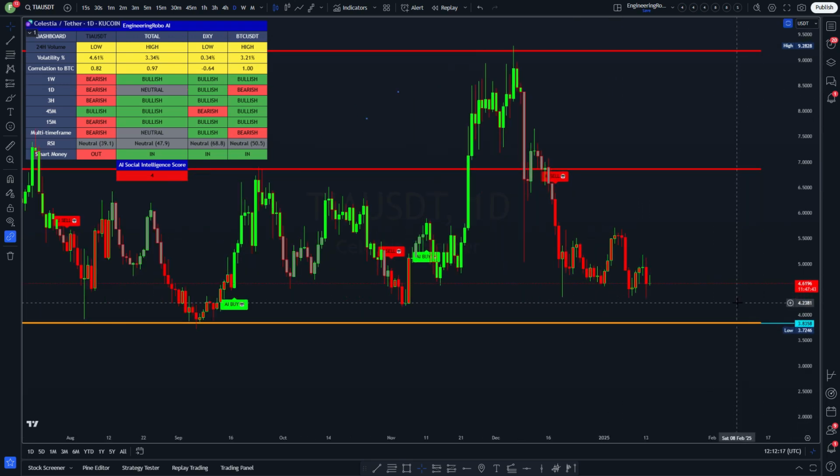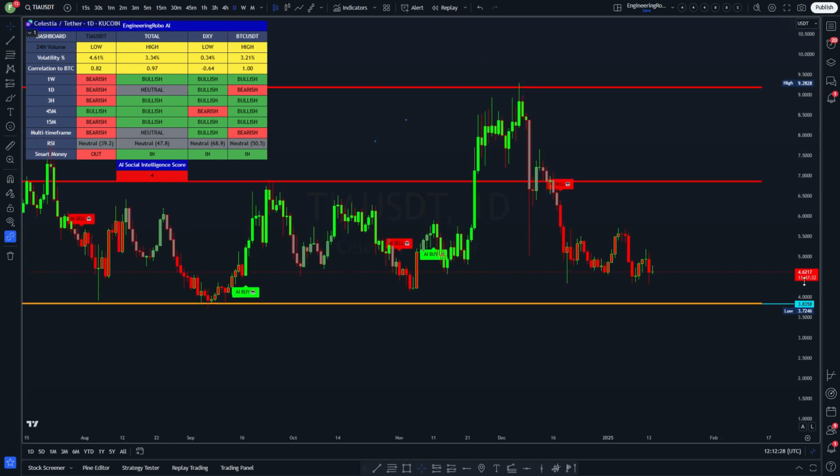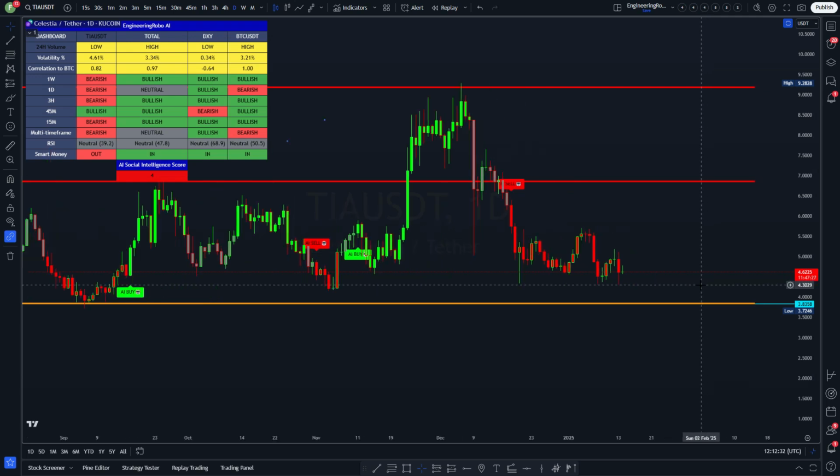So something to think about if you're looking to add TIA onto your portfolio or your swing trading watch list, then I would potentially add it as a watch list, but not be looking to enter anything at the moment.